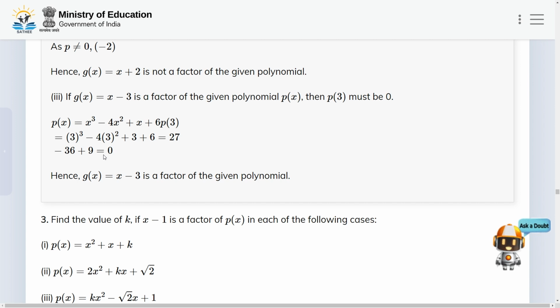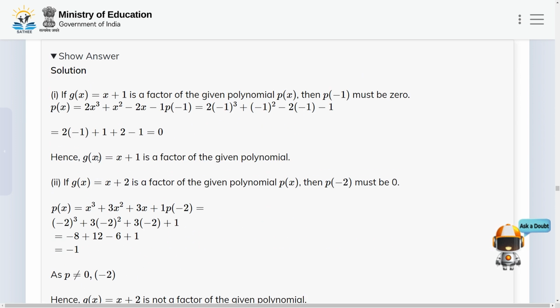Here p of x is equal to x cube minus 4x square plus x plus 6. Now if we substitute x equal to 3 in this cubic polynomial, then we get p of 3 equal to 3 cube minus 4 times 3 square plus 3 plus 6. This is equal to 27 minus 36 plus 9, and this is actually 0. So hence g of x equal to x minus 3 is a factor of the given polynomial.